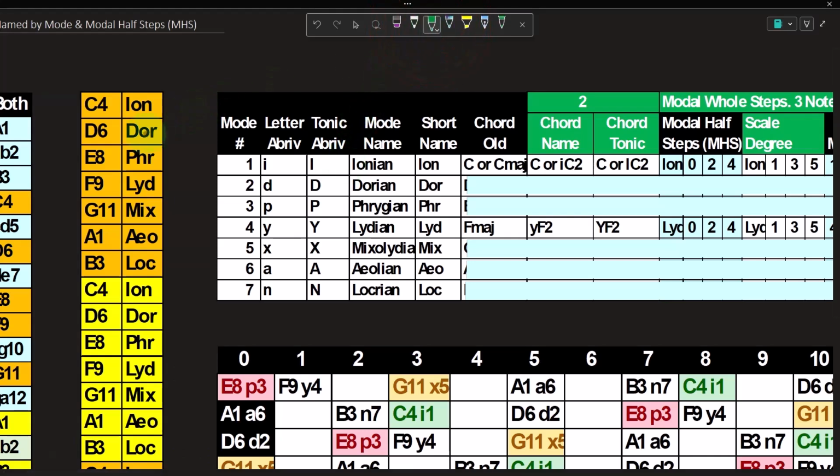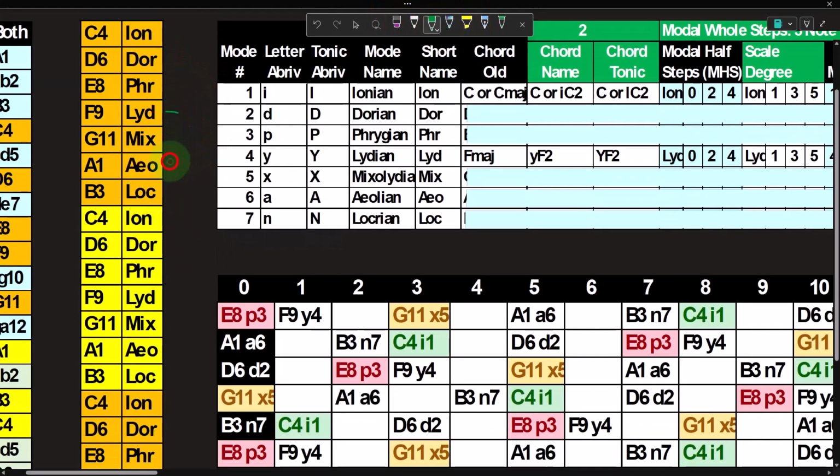And say, if it was the scale degree from the Lydian, 1, 3, 5, 7, 9, 11, 13, the 13 equivalent to the 6, right? That would be the idea.